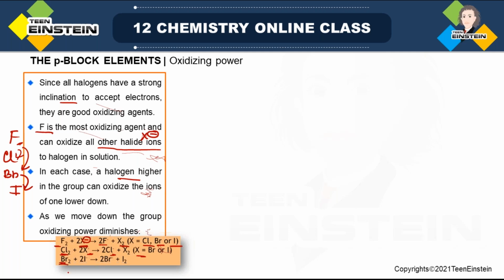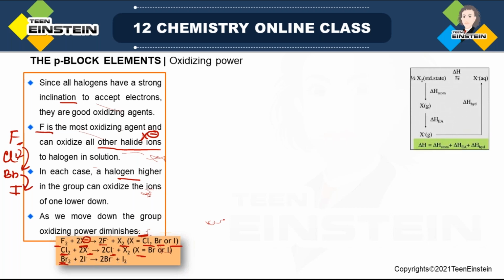And if you have chosen bromine, then only one element is there, which is just below bromine. So it can accept electrons from iodide, but not from chloride or fluoride, that is Cl minus or F minus. So this is the oxidizing power, that is the explanation. Fine. Now as we move down the group, oxidizing power diminishes, because fluorine is the most oxidizing. So as you are moving from fluorine to bromine to iodine, obviously oxidizing power decreases.